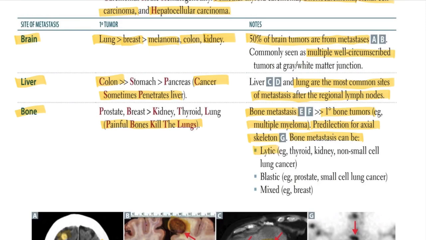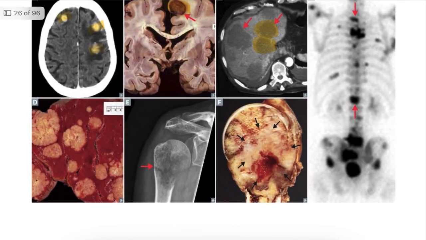Lytic means destructive, breakdown. We can see that in thyroid, kidney and non-small cell lung cancer. Next one, blastic. Blastic means bone formation. Examples are prostate and small cell lung cancer. Next one, mixed. In mixed, the example is breast cancer. Okay, so these are the bone metastases.